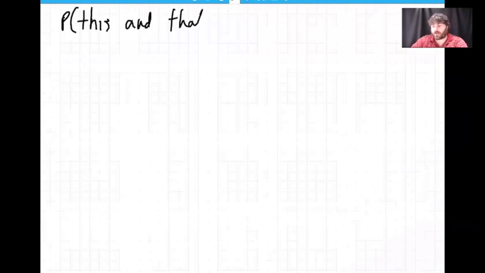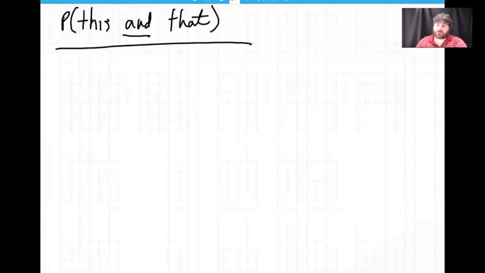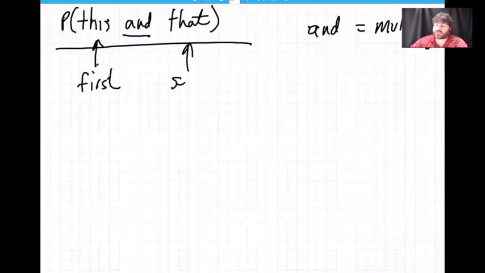Okay, so one way that they'll do multiple events is they'll use the word and. So the probability of doing something and something else. So I'm going to call this and that. So the probability of doing this and doing that. Okay, and always means multiply when we're dealing with probability. Multiply. Okay, you want to do this thing first, and then you want to do this thing second. So you're going to do 2 different things. All right. So the best way would be to just look at an example.